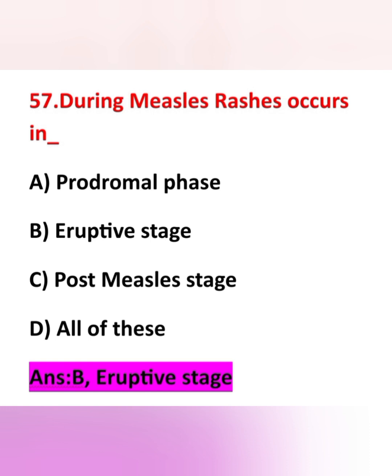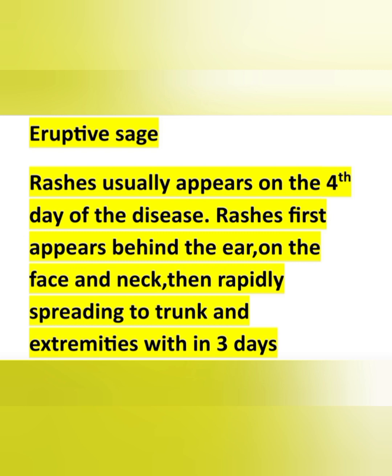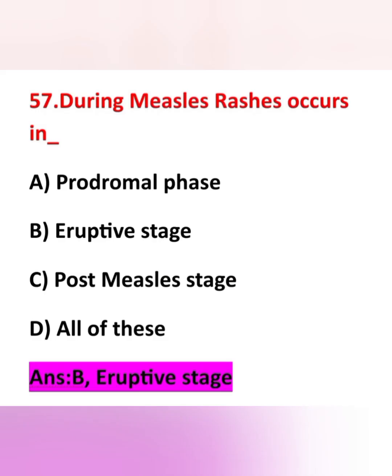The clinical manifestations of measles include prodromal stage, eruptive stage and post measles stage. In the eruptive stage, rashes usually appear on the 4th day of the disease, and the rashes first appear behind the ear, on the face and the neck, and then rapidly spread to the trunk and extremities within 3 days. So here our question is, rashes appear in which stage? That is option B, eruptive stage, the correct answer. And the next question.